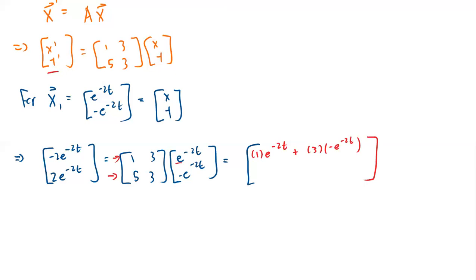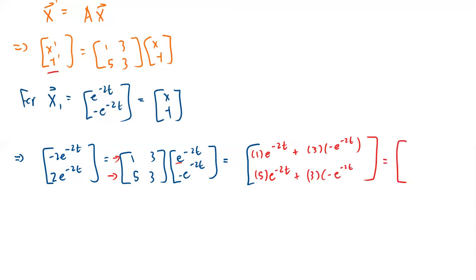Now go to the second row. First entry in the second row times the first entry in the vector, that's going to be 5 times e to the negative 2t. Then go to the second entry in the second row, which is 3, and multiply it by the second entry in the vector, which is negative e to the negative 2t.